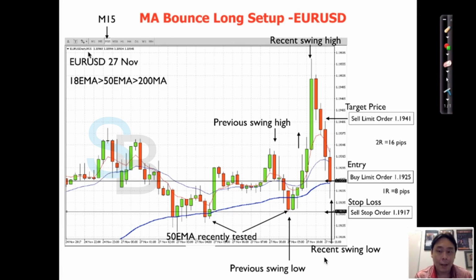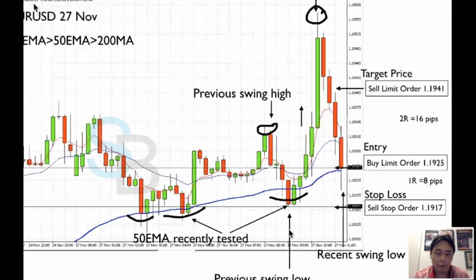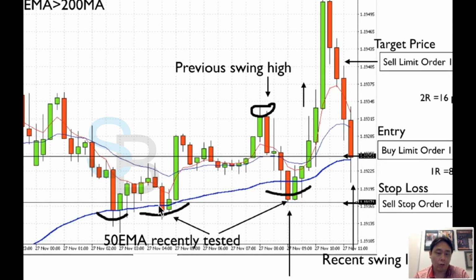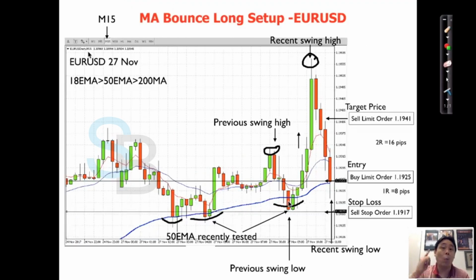All right? So do we have an uptrend wave pattern? Yes, we do. Recent swing high is higher than the previous swing high. Okay, so higher highs. Now, we see that the 50 moving average has been tested before. Can you see? Strong test, strong test, strong test. Again, we only need one test, but we've got 3 tests here, so that makes it pretty darn strong, okay?